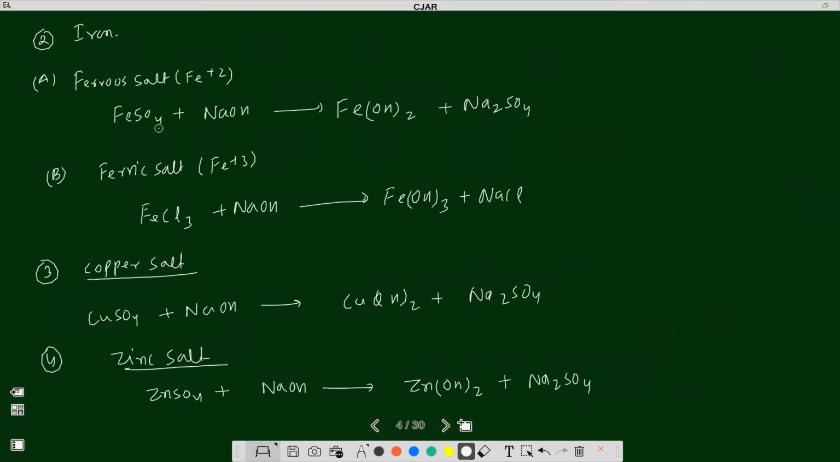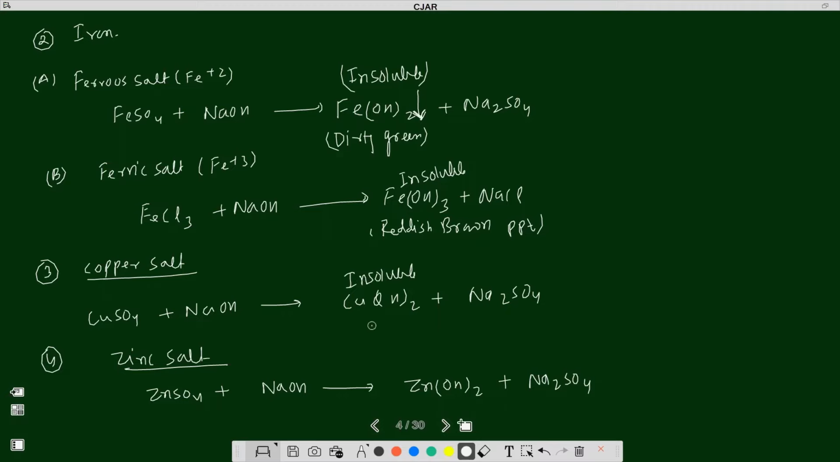Similarly, Fe(OH)2 is also a precipitate, and its color is dirty green. It is insoluble. Similarly, this salt is also insoluble, and it is a reddish brown precipitate. This you have to memorize: insoluble, dirty green, insoluble, reddish brown. Solubility and color you have to memorize.